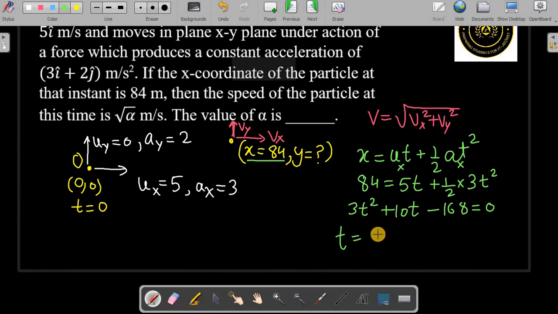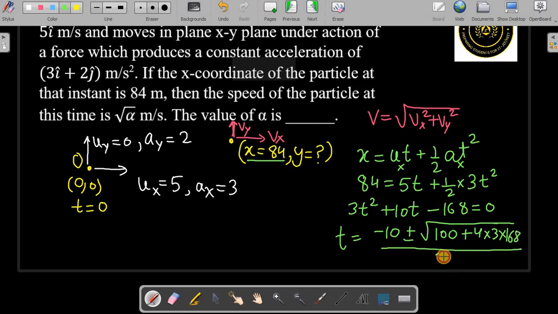Minus b plus minus root under b square. b square means 10 square, that is 100, minus 4ac, minus minus plus 4ac, 3 into 168, divided by 2a, 2 into 3. How much does this come to?